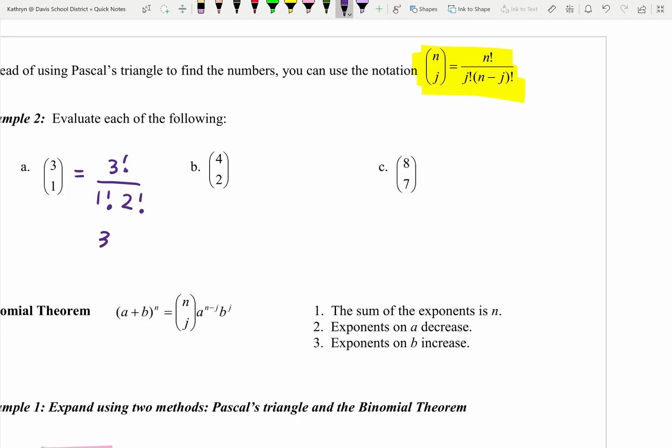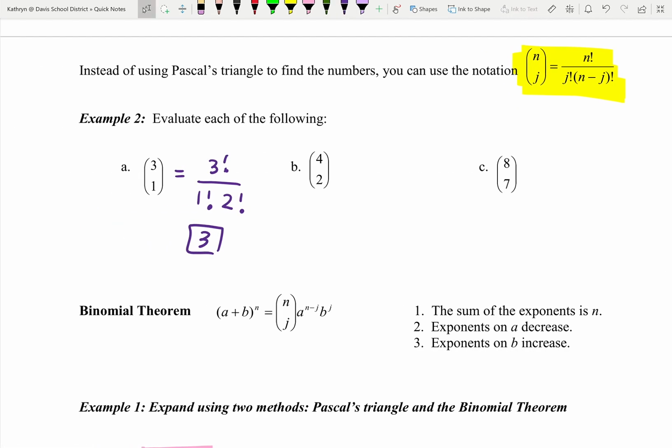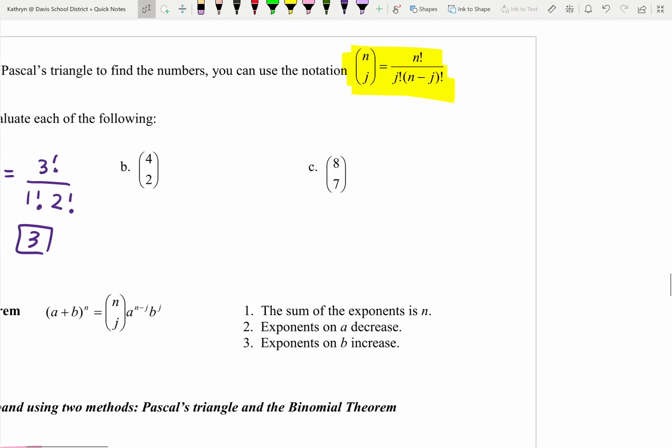Well, that's equal to 3. I can tell by looking at it. The reason it's equal to 3 is this. You can do it in your head. 3, 2, 1. 1 factorial is a 1. 2 times 1 is 2 times 1. Those all cancel. My answer is 3. Okay? Okay, let's do this one right here.